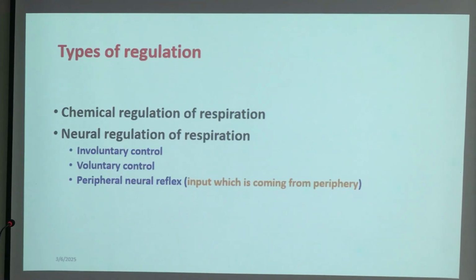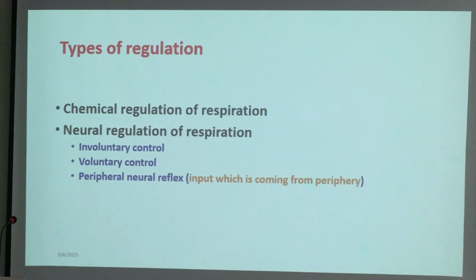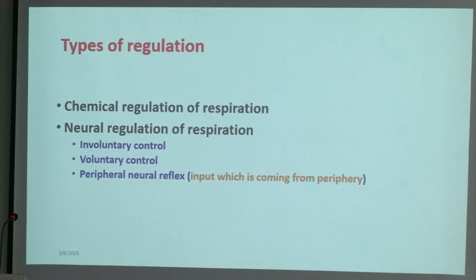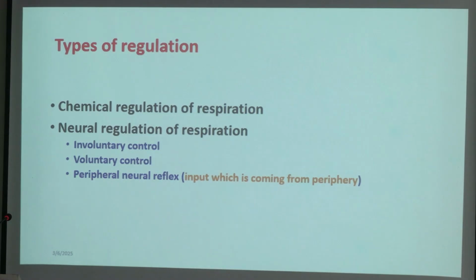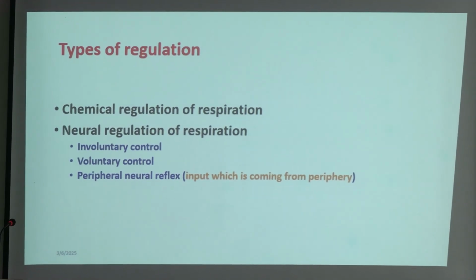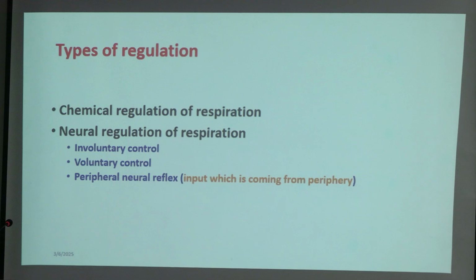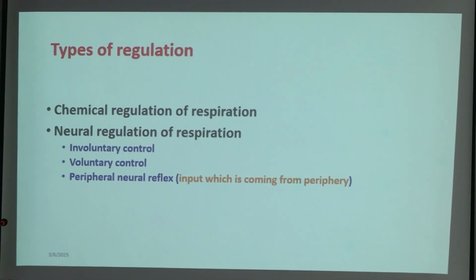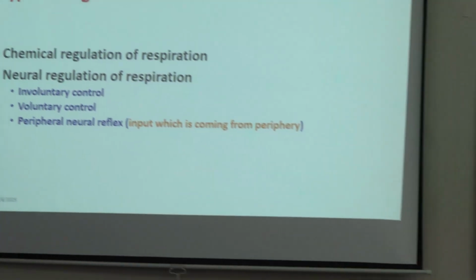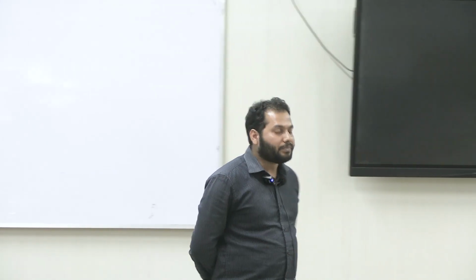right? So here, as I mentioned, the neural regulation is basically composed of three different types. One is voluntary control, involuntary control and peripheral neural reflex. So in today's discussion, I am going to discuss the chemical regulation only, not the neural regulation, right? So here the chemical regulation depends on the chemoreceptor, right?